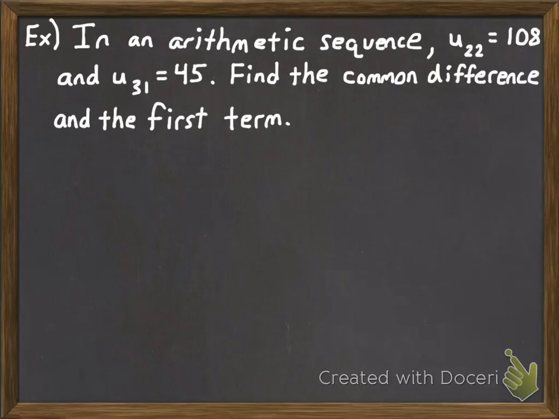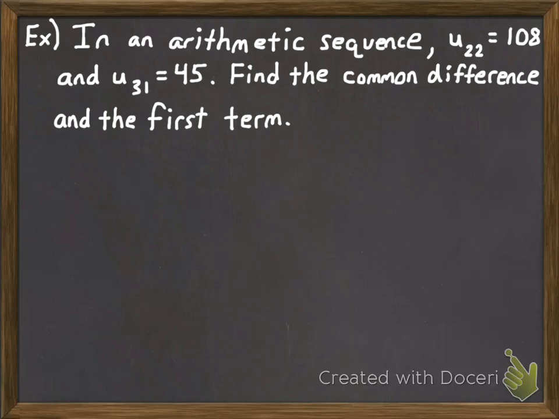In an arithmetic sequence, the 22nd term equals 108, and the 31st term equals 45. Two things we're going to do. We're going to find the common difference, and we're going to find the first term of that sequence. Okay, now here's where what I was just showing you is going to come into play. We can find the common difference for this arithmetic sequence very easily because we know how many common differences there are between the 22nd term and the 31st term. You know there's 9 common differences there.